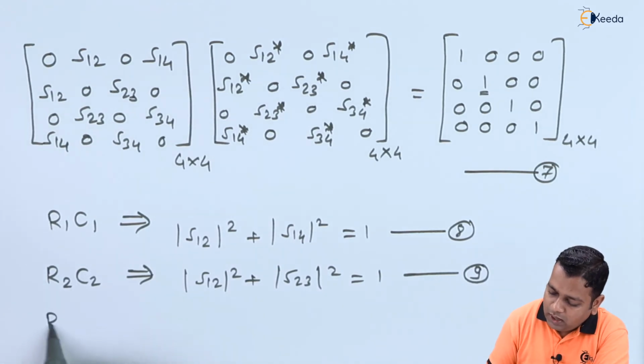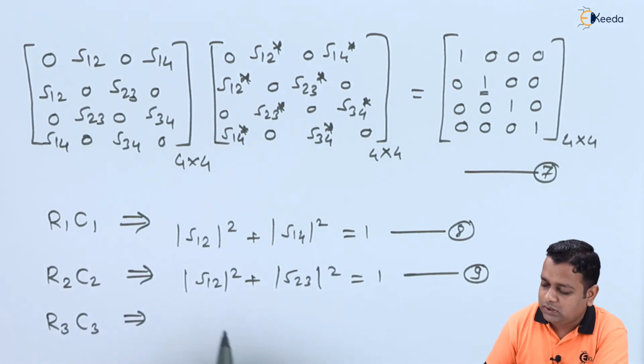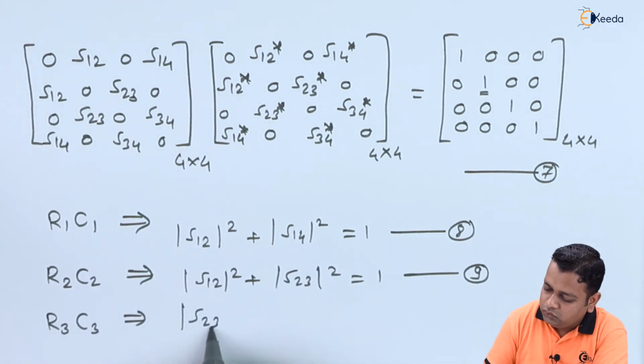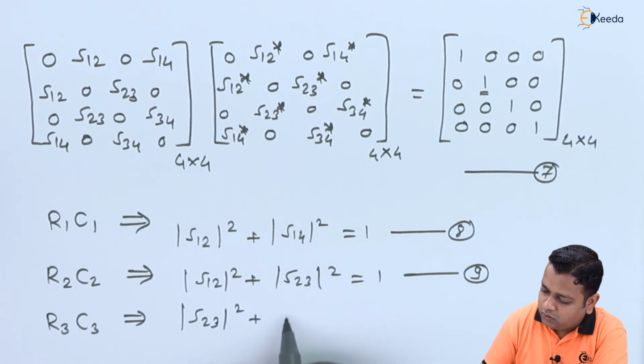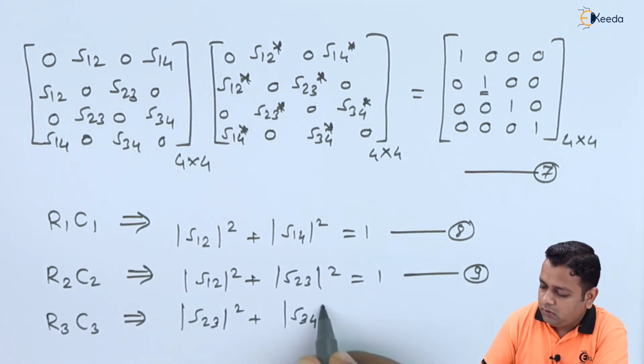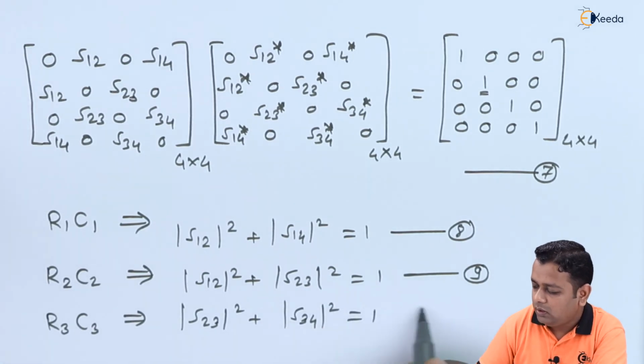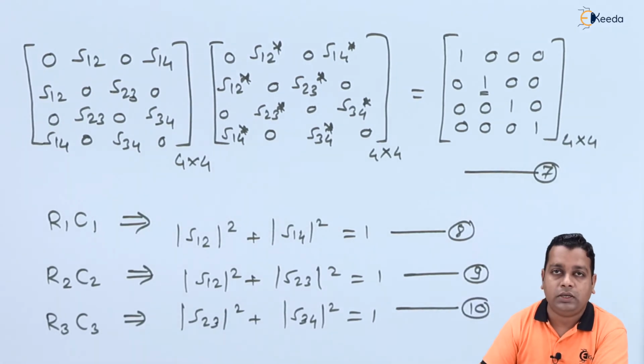Next to that, if we have R3 C3, this implies the equation in the form S23 mod square added to S34 mod square. This is equal to 1. Equation number 10 it is.